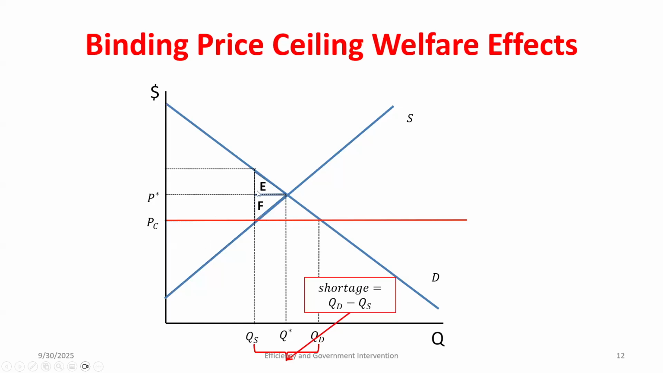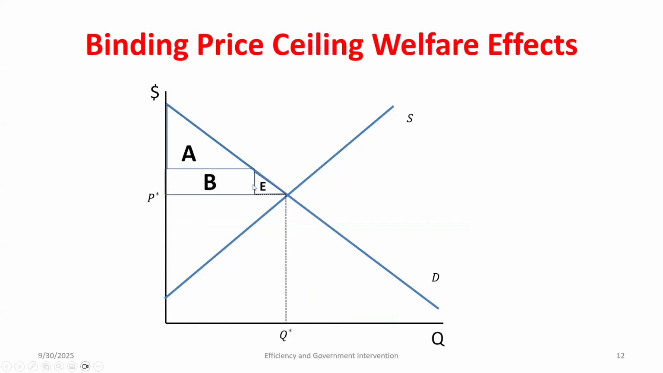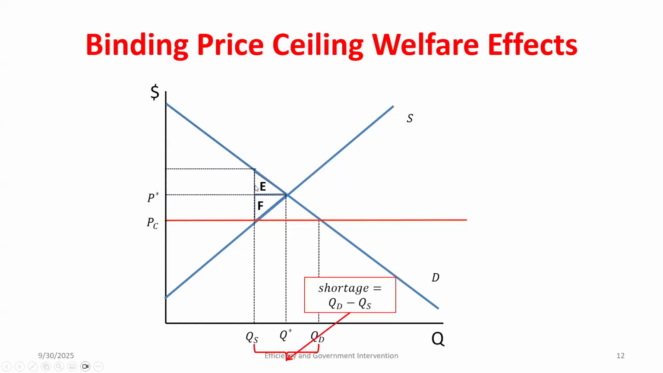So areas E and F represent the total surplus loss from the reduction in quantity in this market. F was deadweight loss that came from producers. E would be deadweight loss that came from consumers. It used to be part of consumer surplus. It's now part of deadweight loss, right? So part of deadweight loss comes from producers. That's area F. Part of it comes from consumers. That's area E. We then have this transfer of surplus, area C, that was producer surplus, now going to consumers, okay?